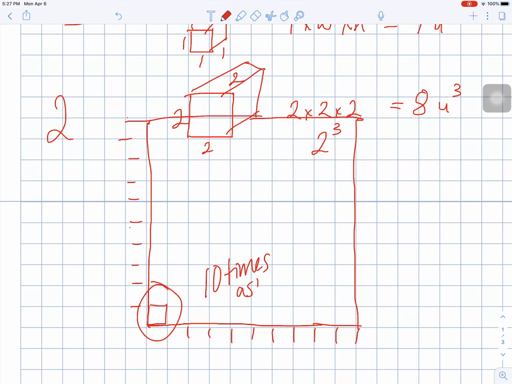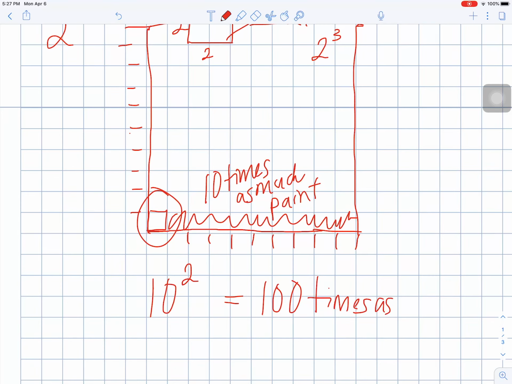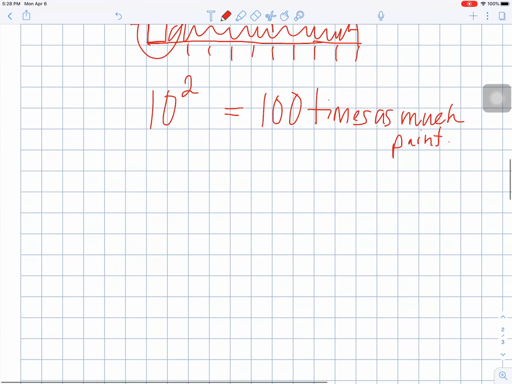So what happened is he looked at it and said, well, then I just need 10 times as much paint. And guess what? He didn't have enough, because you can see that 10 times as much paint is only going to paint this much. What did he have to do? He actually had to look at his scale factor, which was 10 times. He had to square it, so he actually needed 100 times as much paint. Does that make sense? Hopefully it does. So that's really looking at how much paint he needs.